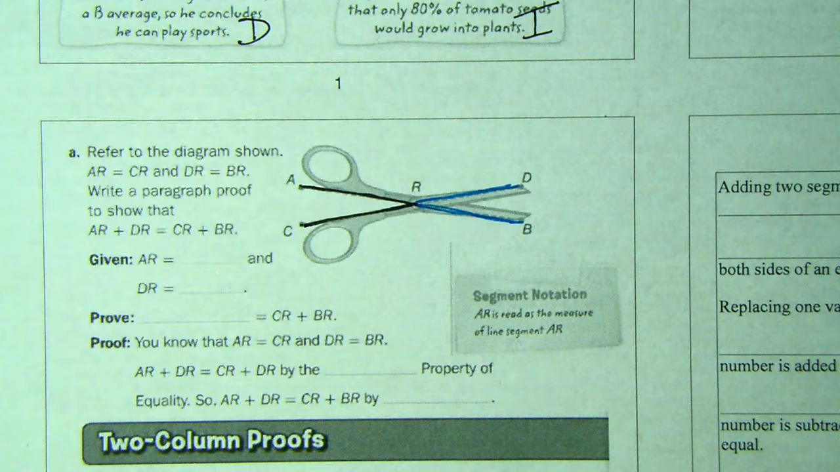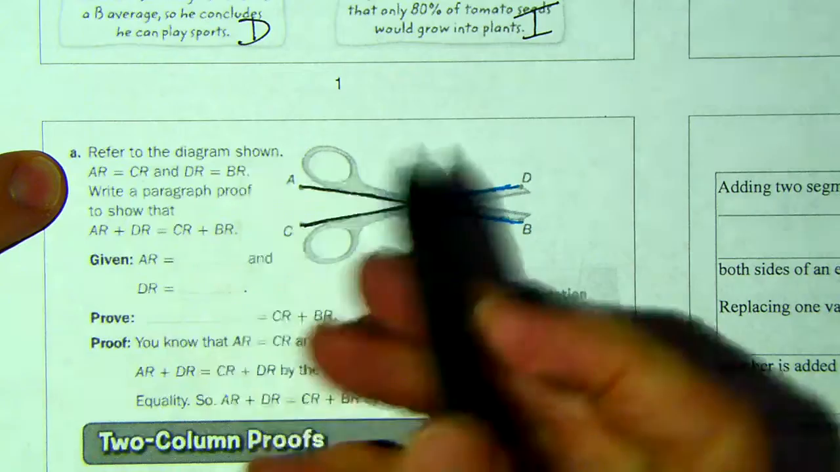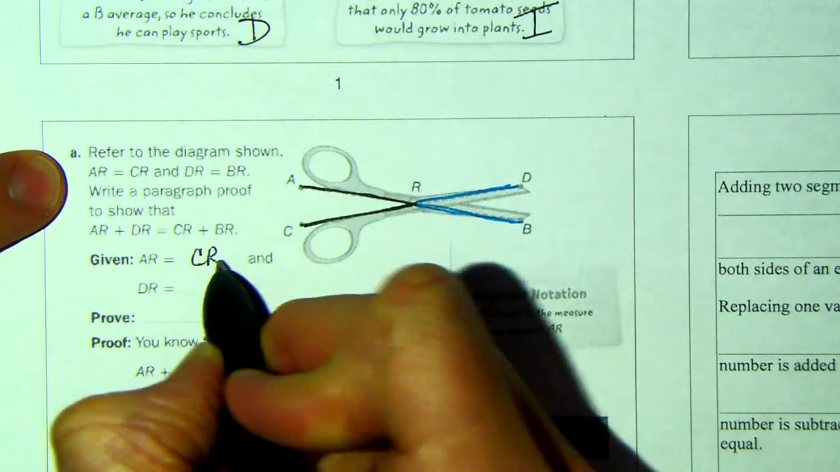Write a paragraph proof that AR plus DR equals CR plus BR. Okay, so in the given, we're filling it out. What information did they give us? Right up here. AR equals CR. That's what they start with.